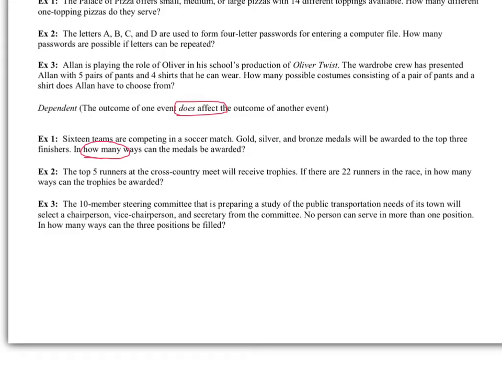Well, we have 3 choices, 3 different stages. This would be considered stage 1, this would be considered stage 2, and this would be considered stage 3. And we have 16 teams that are competing. So now, because you cannot have a team take first, second, and third, we have a dependent situation.